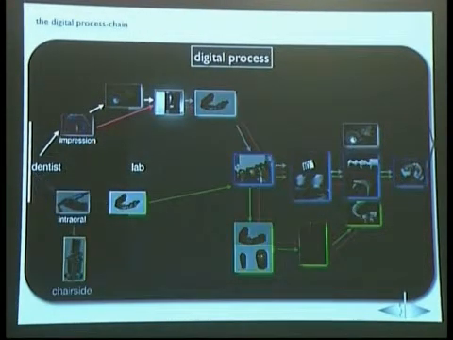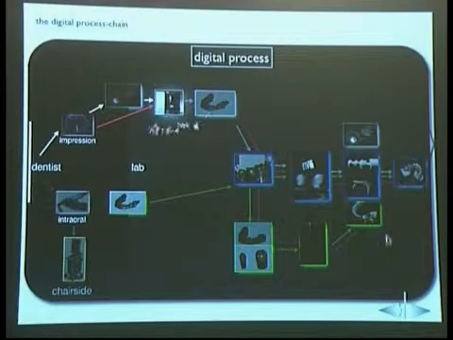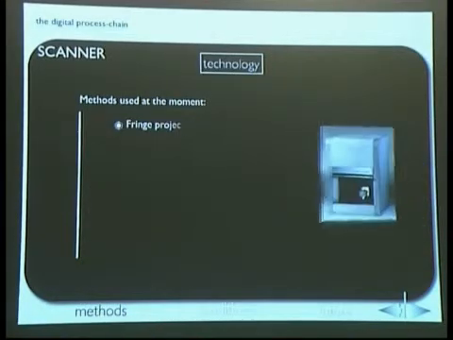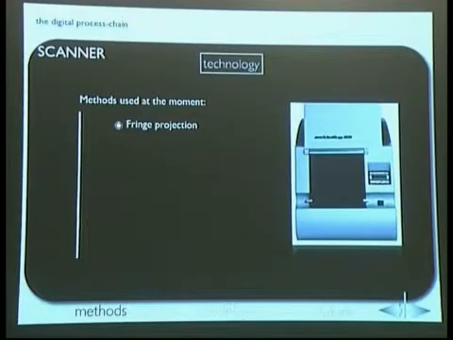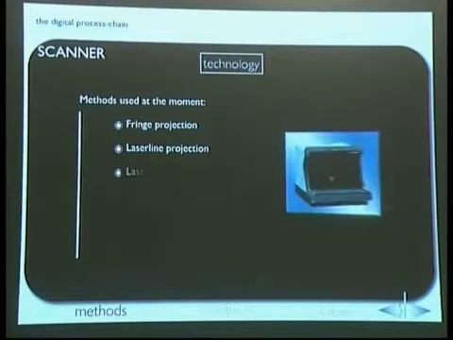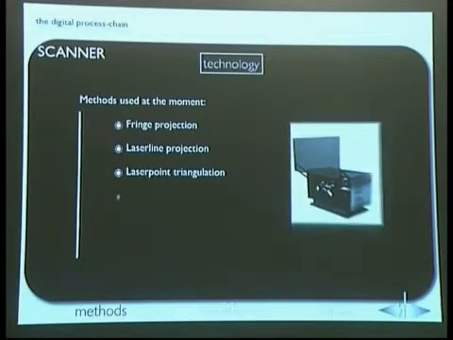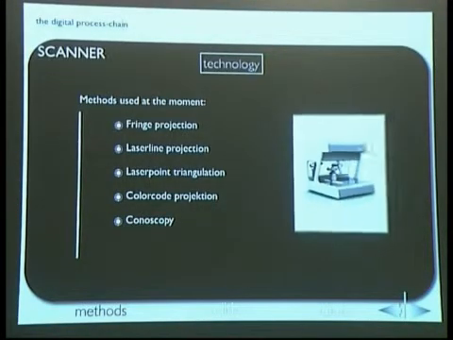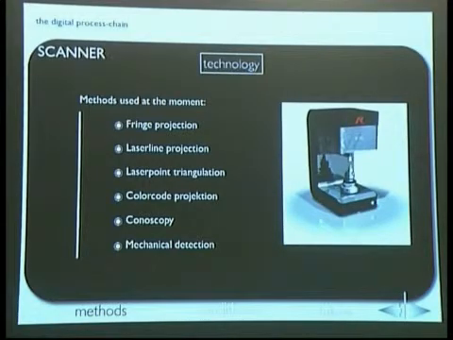Meaning, you see it there, we get the scan from a desktop scanner. What are the systems doing there? And we now have a lot of different technologies in this area. There's not only one technology. Like I wrote there, we have fringe projection, laser line projection, so different methods to scan a surface. Color code projection, laser point triangulation, conoscopy, and we also have mechanical detection in there. So different types of technology to measure objects on a desktop scanning system.